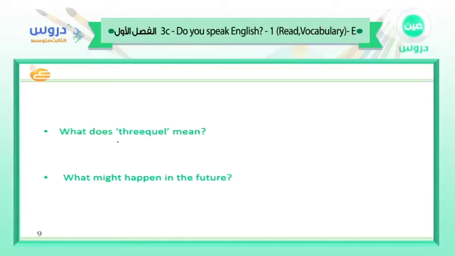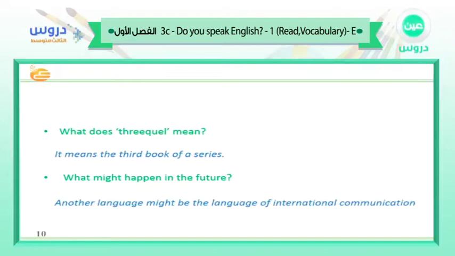Just read it. Number 2, what might happen in the future? Let's take the answers. What does trilingual mean? It means the third book of a series. Question number 2, what might happen in the future? Another language might be the language of international communication.